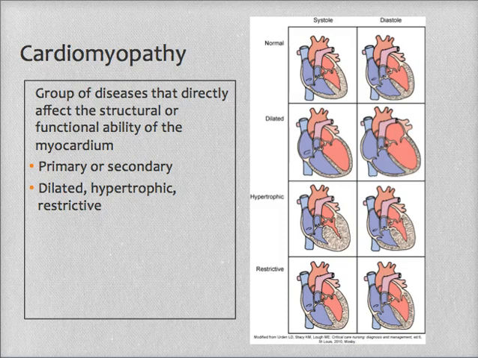All right, so our last one here for our inflammatory type problems is a group of diseases. Cardiomyopathy. There's lots of different types. So cardiomyopathy is basically a disease process of the actual heart muscle, and there's lots of different ones.